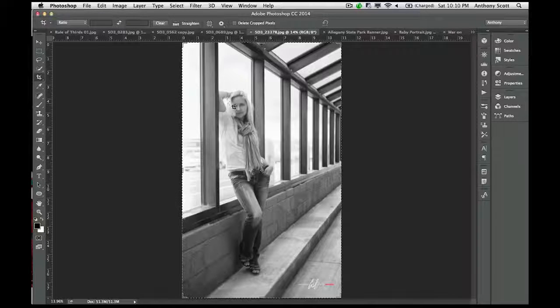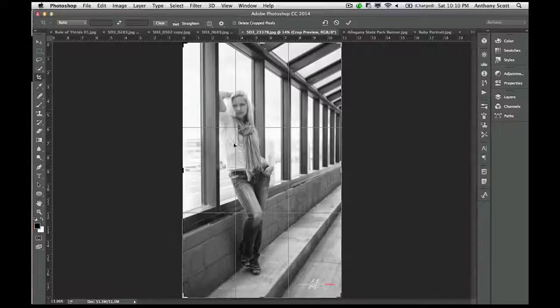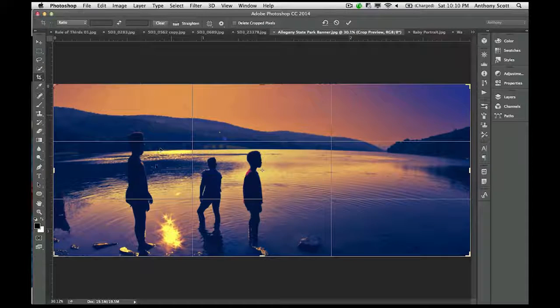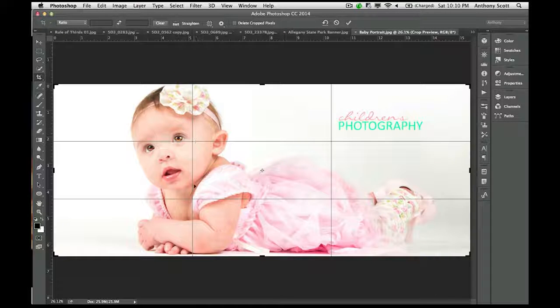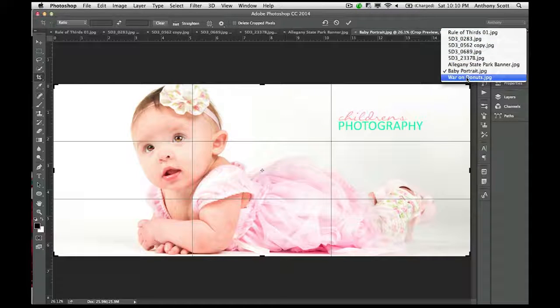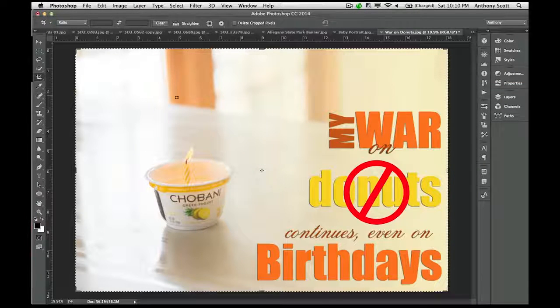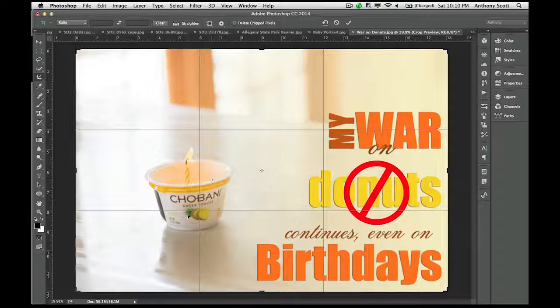This example shows the rule of thirds and repeating elements. In this example, a group is centered on the left third and the dip in the shoreline is to the right. In this ad, the infant's face is placed right at an intersection. And finally, in this birthday card, notice how the product is placed at the lower left intersection.